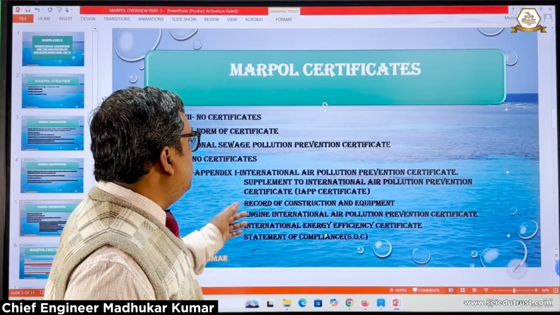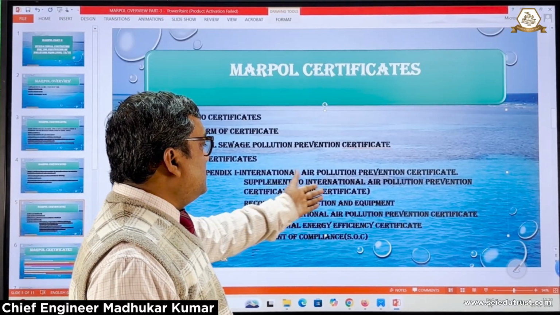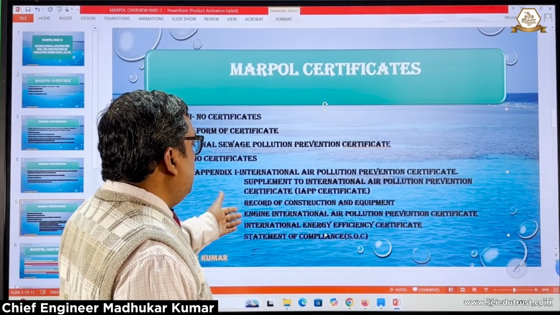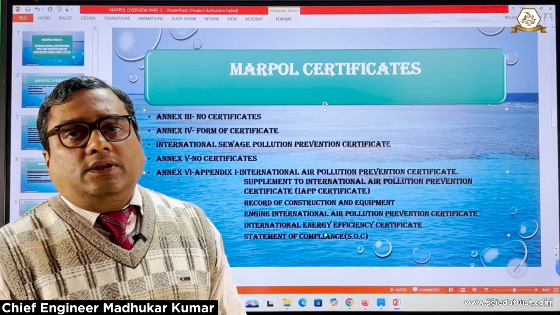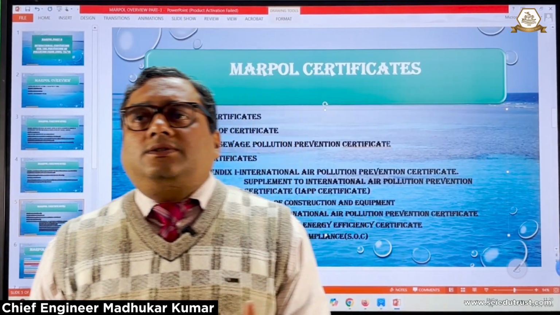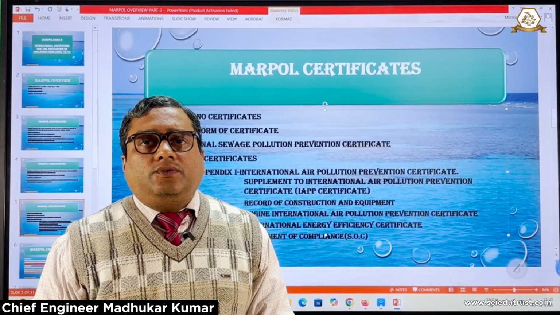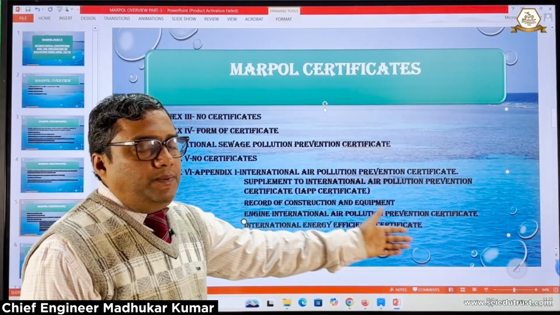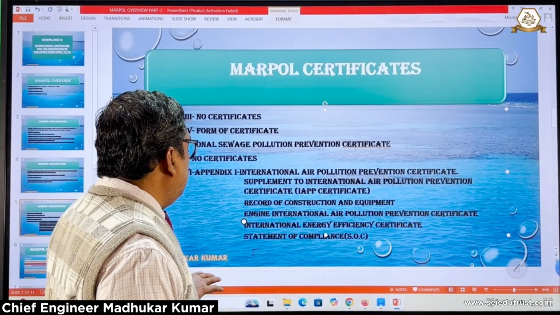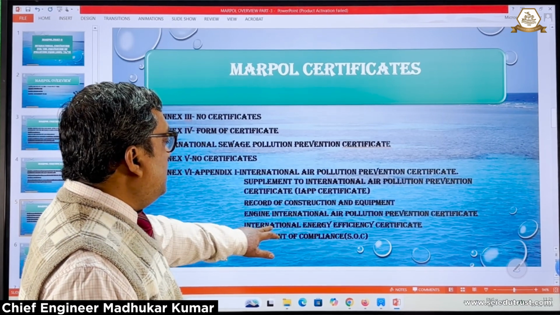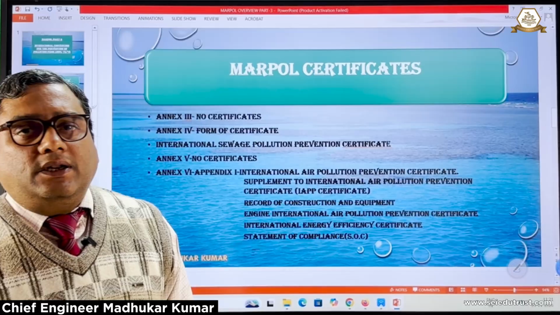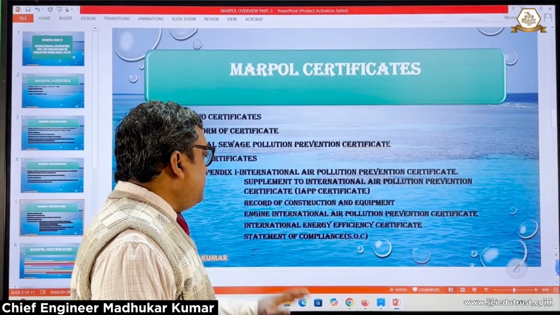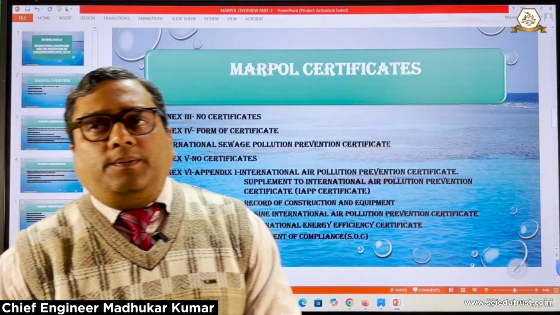Okay, so here you can see the supplement which was there. One thing that was not there, so I have entered it here, that is your Engine International Air Pollution Prevention Certificate. As per Annex 6 we have 4 certificates. You can see that 3 are the major. First is your IAPP, second is your EIAPP, that is your Engine International Air Pollution Prevention Certificate, and then is your IEEC, that is your International Energy Efficiency Certificate. Okay, and the last one is your SOC, that is your Statement of Compliance.